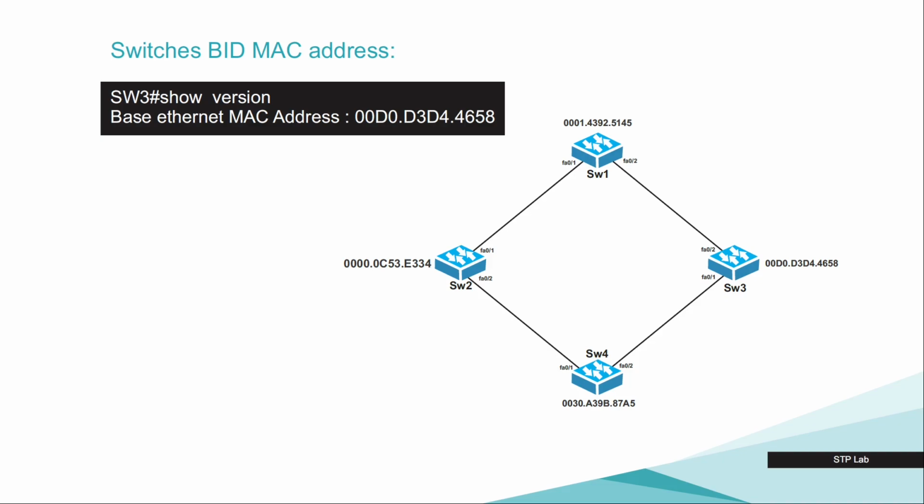Next, we need to identify the MAC address that spanning tree will use in the bridge ID. The MAC address will not be a MAC address of any interface of the switch. Instead, it will be the system MAC address, or you can call it the base Ethernet MAC address. In order to see that MAC address, we have to do the command show version.